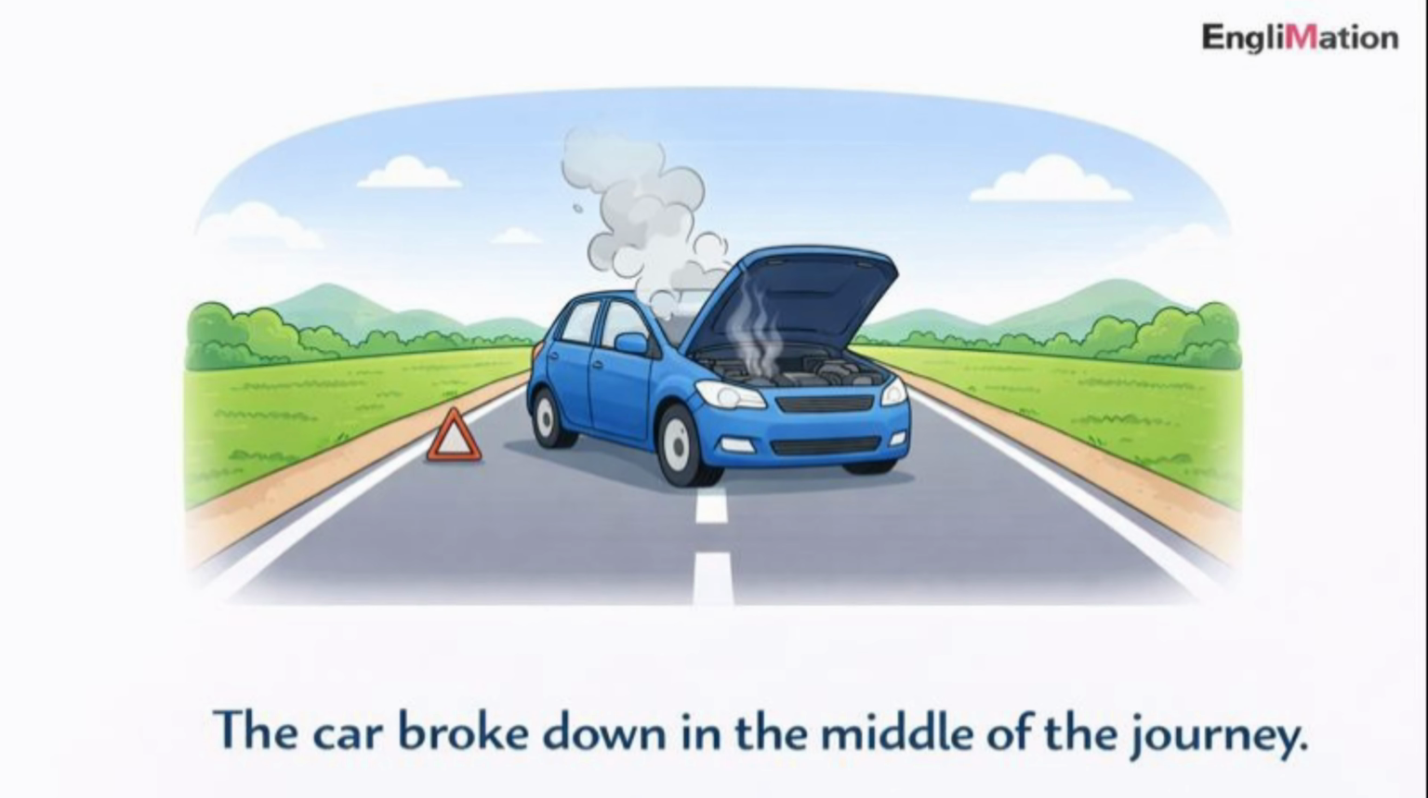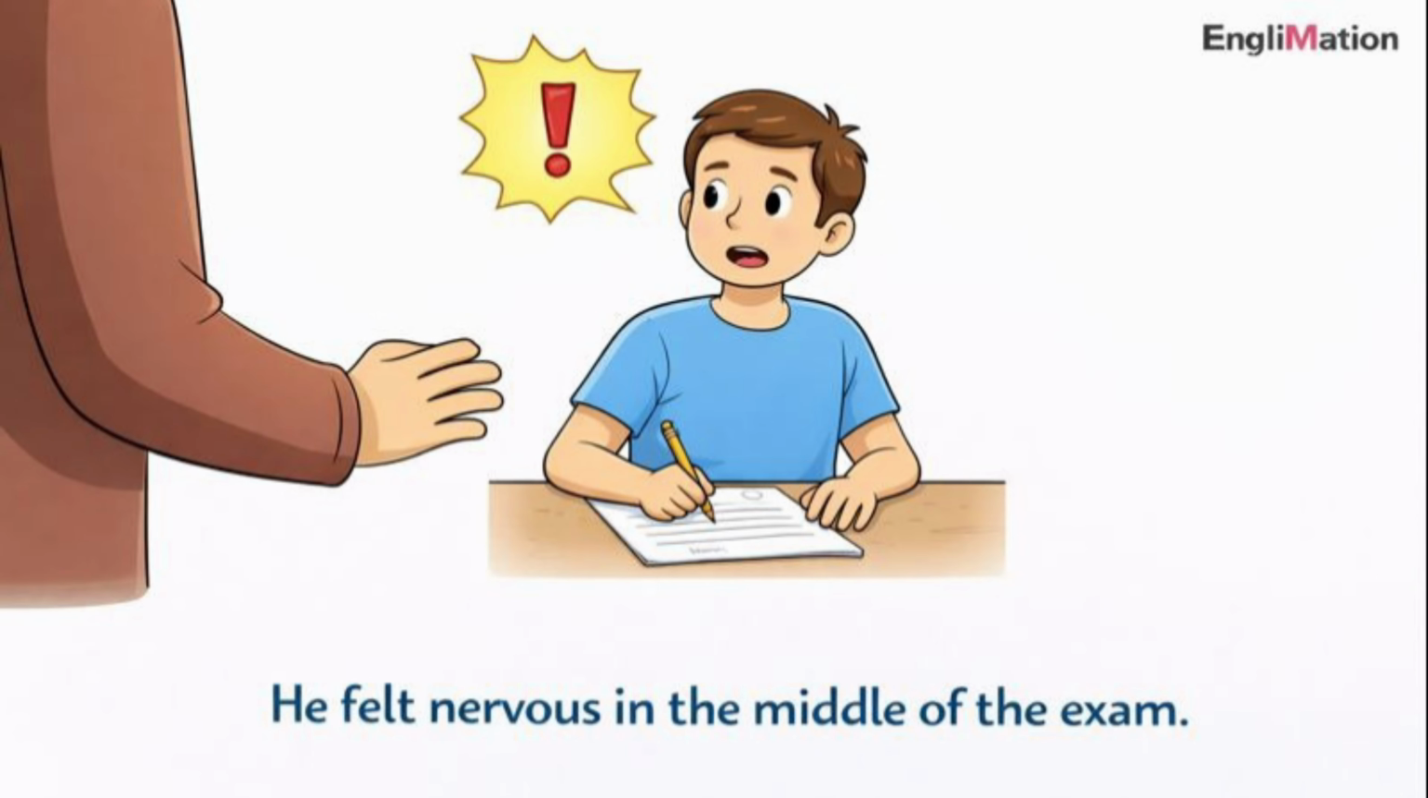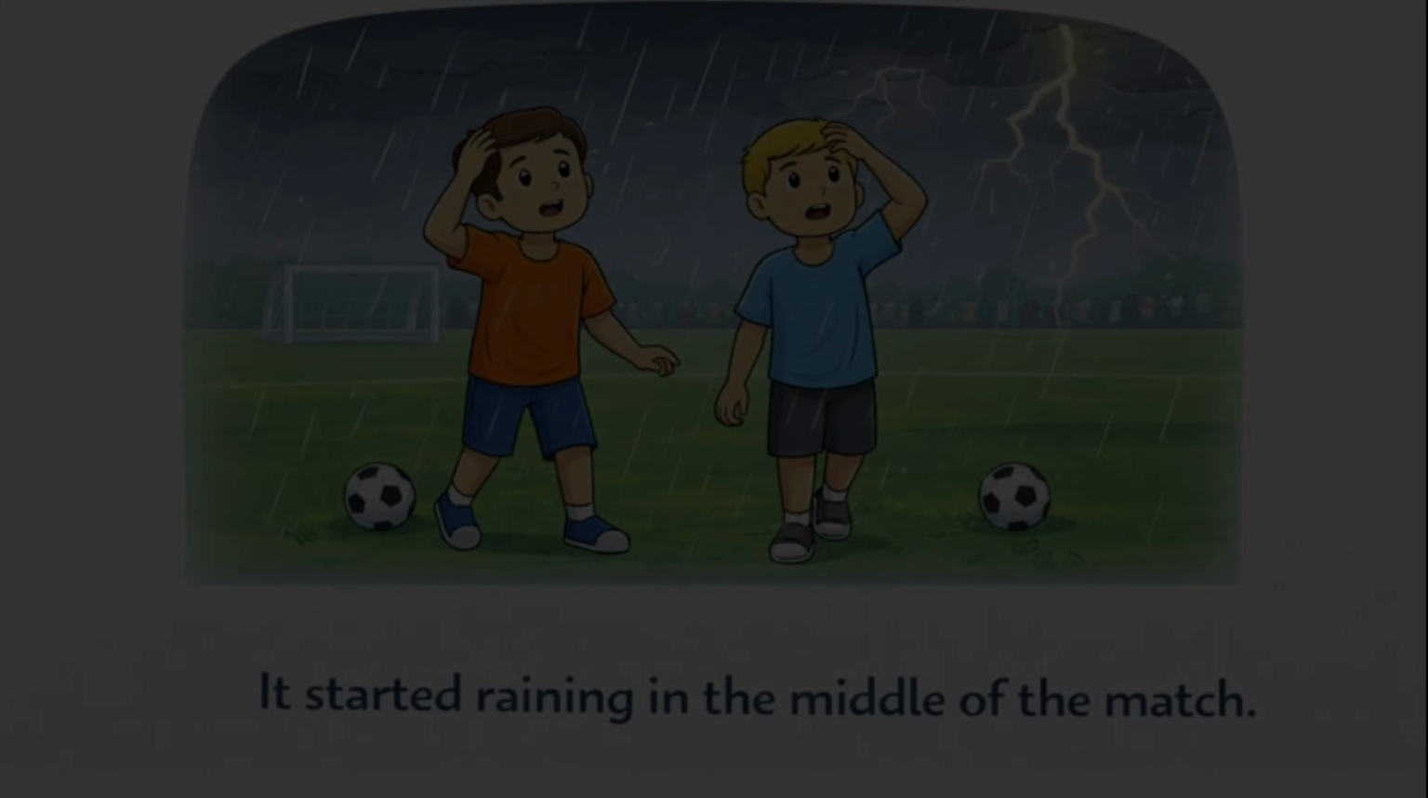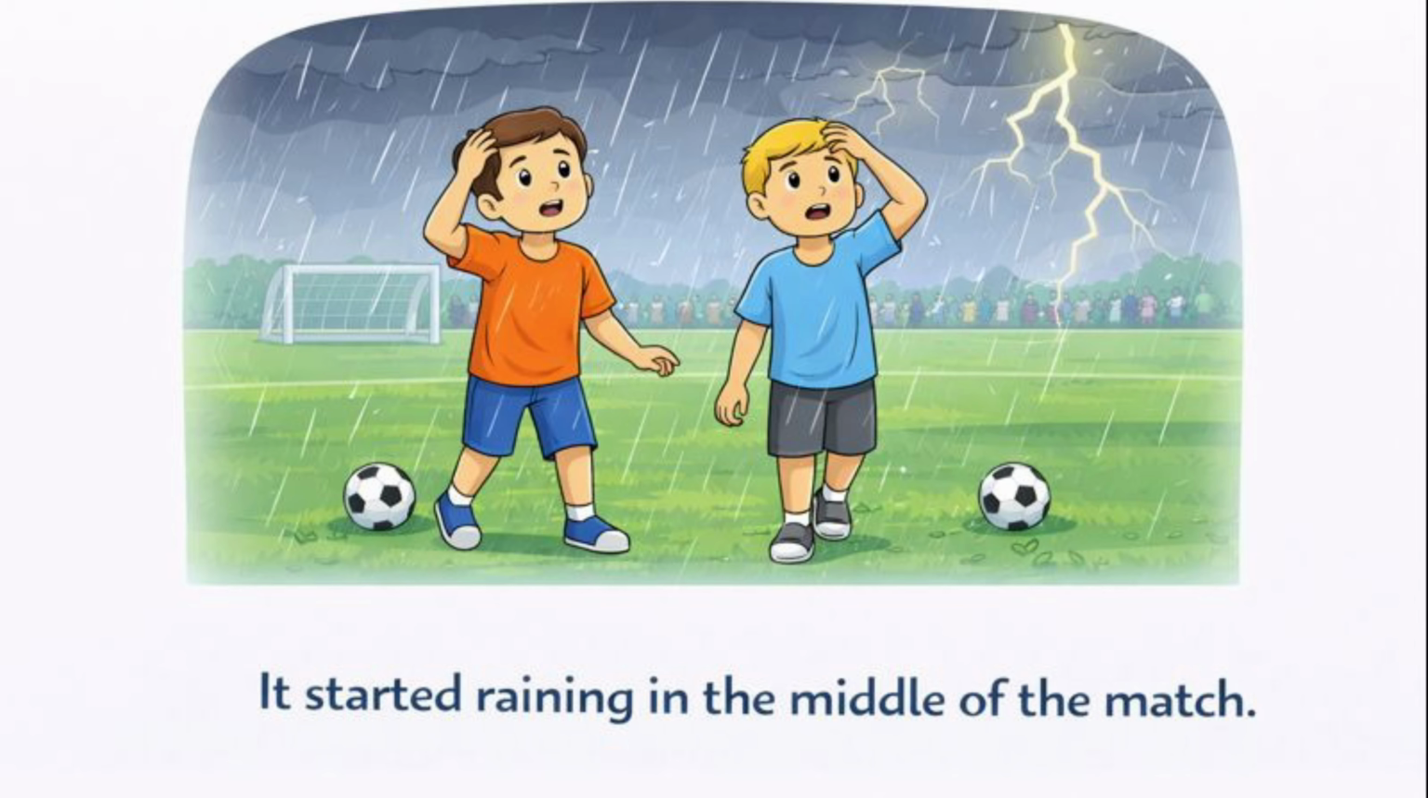Now look at a travel example. The car broke down in the middle of the journey. This means the trip was interrupted. Let's move to an academic example. He felt nervous in the middle of the exam. This shows the feeling occurred during the exam, not before or after. Finally, here's another clear example. It started raining in the middle of the match. This shows the rain began during the event.